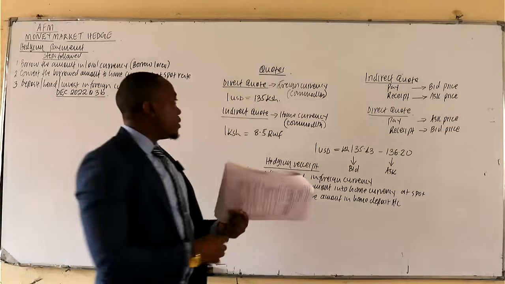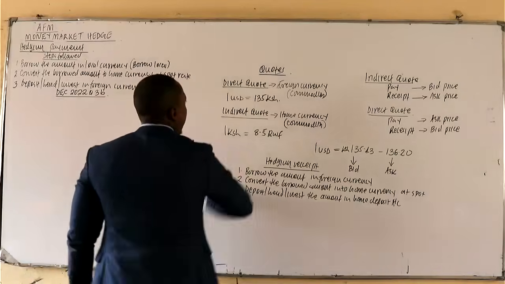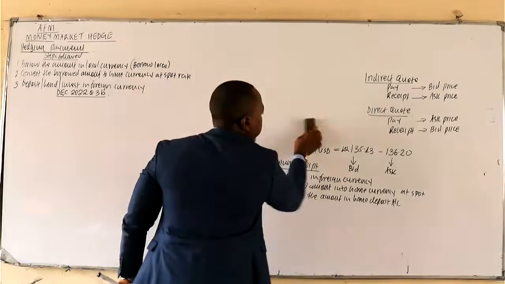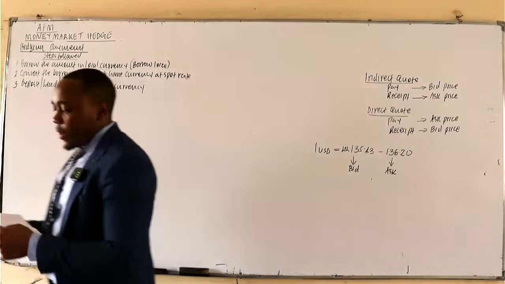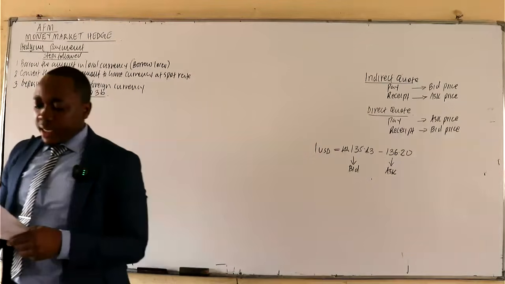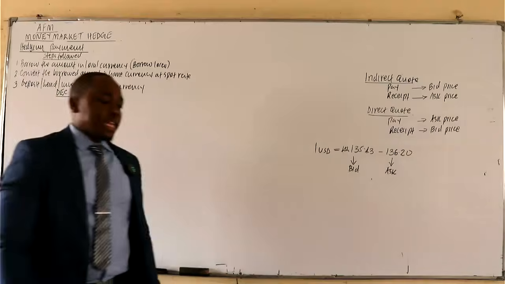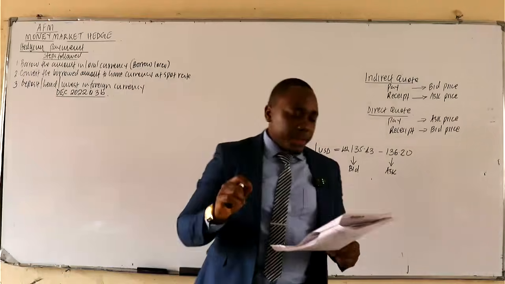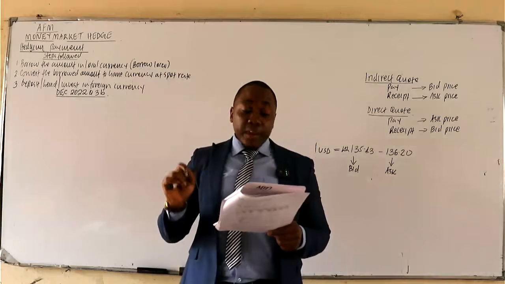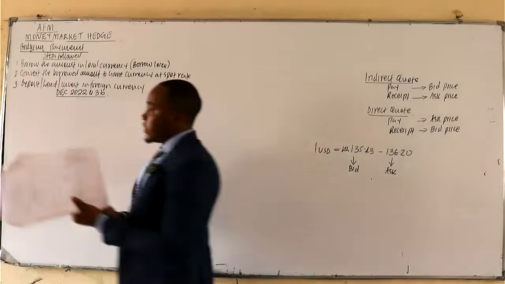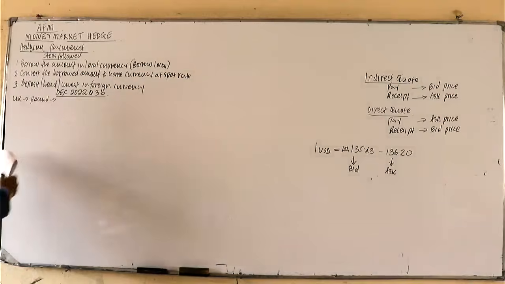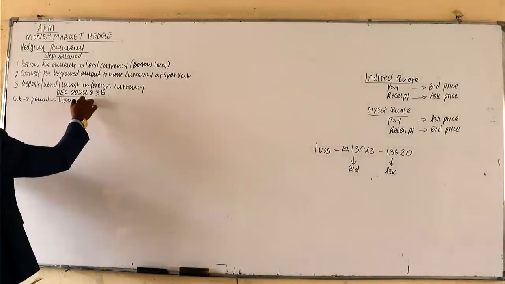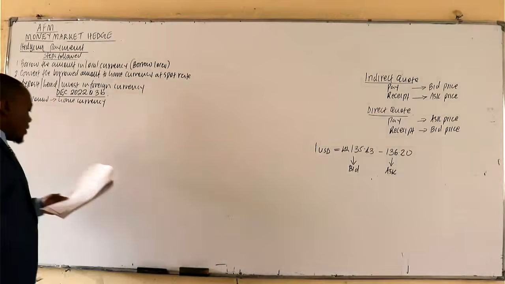So we are told that Rema Limited, a United Kingdom based firm. So that means this firm is based in the UK, and therefore the pound will be the home currency. So the UK is home and they use the pound. So the pound is the home currency.